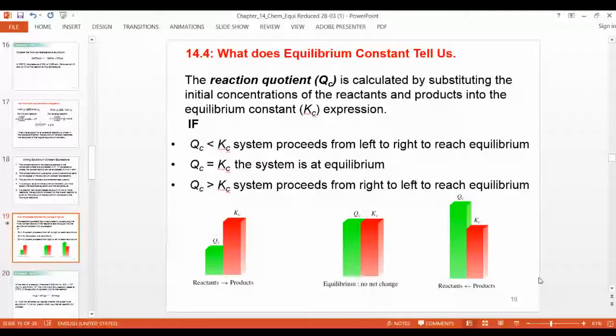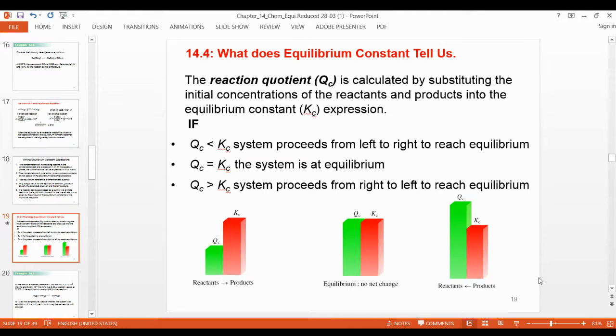If the Qc is greater than Kc, third point, it means the Qc value is greater than Kc. If you are getting this, it means more product is there. So it means right to left, the reaction will proceed from product to reactant. More product is formed, less reactant, so product changes to reactant. So the reaction is reverse. If Qc is equal to Kc, it means the system is at equilibrium.